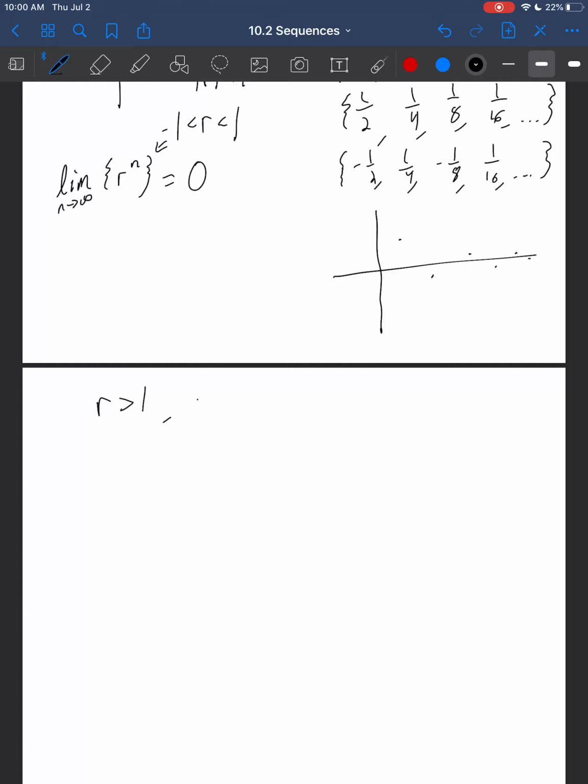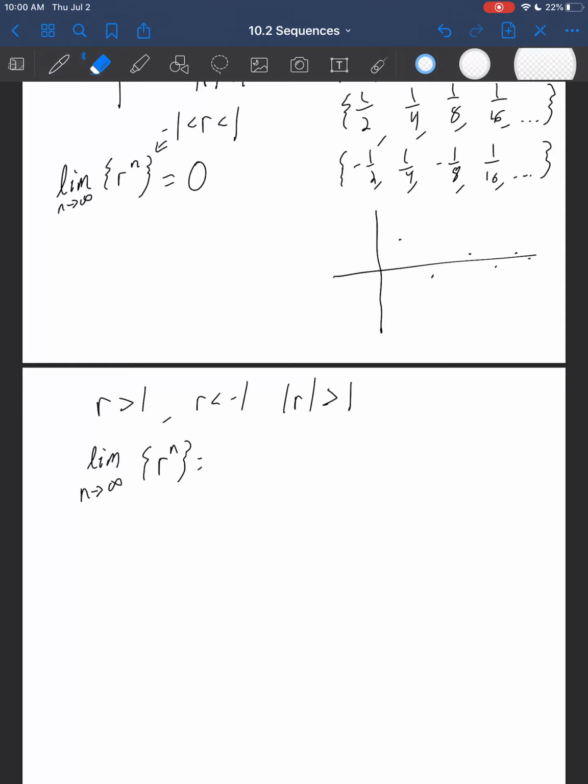Now, similarly, if r is greater than 1 or r is less than negative 1, so basically just the absolute value of r is going to be bigger than 1, right? Then we say that this limit as n goes to infinity of r to the n does not exist. So it's going to either be positive infinity or it does not exist.